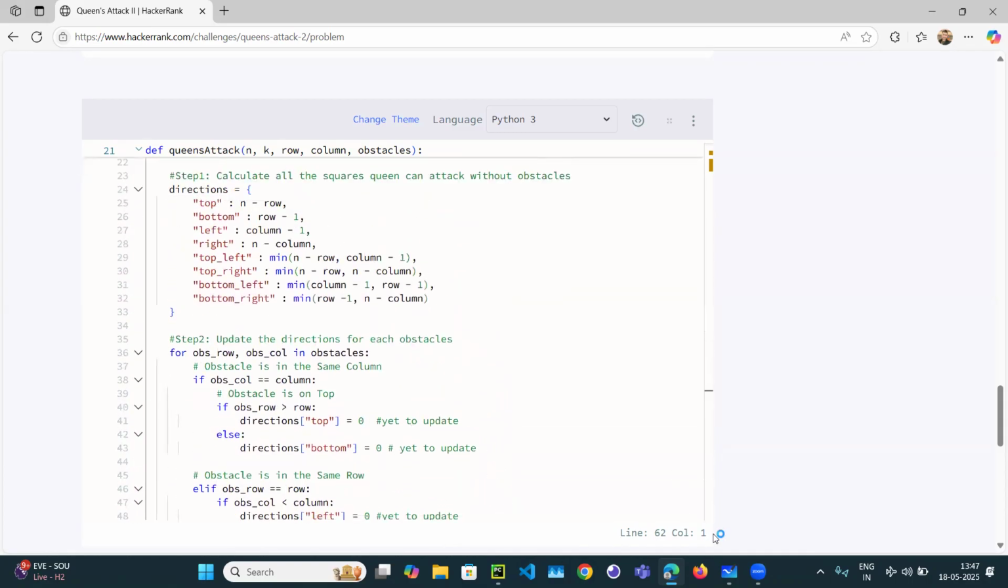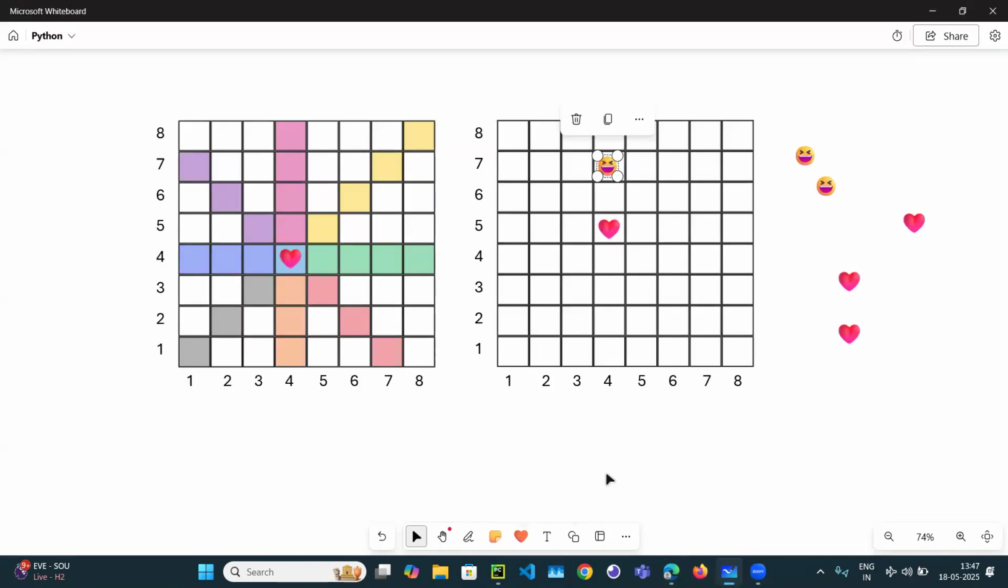All right, so what will be the formula? If the obstacle is in the top, because first we need to update this one. Okay, let's figure it out. So earlier without obstacle it is taking 3 1 2 3, right? If there is an obstacle, it is just taking 1, right? So how are you going to calculate this one? This obstacle is in the 7th row, this queen is in the 5th row, so 7 minus 5 is 2, and again minus 1 is 1.